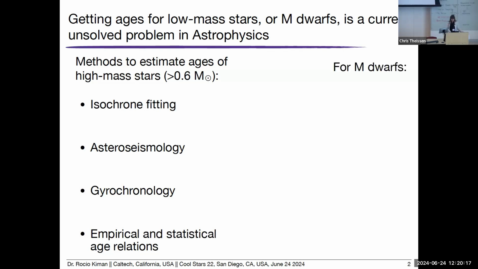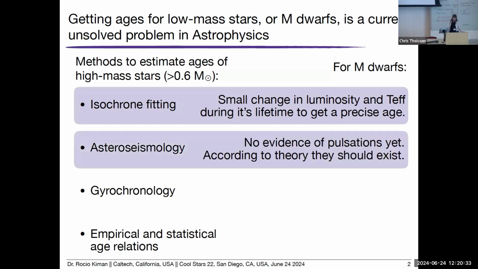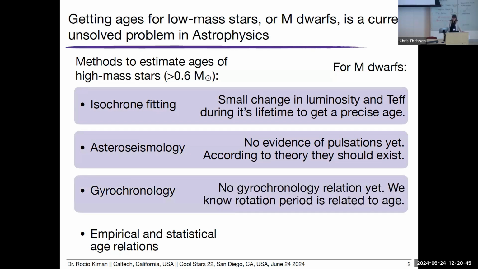But when we go to the M dwarf, isochron fitting doesn't work. The luminosity and effective temperatures of M dwarfs change very little during its lifetime, so using that to estimate an age can be very imprecise. Astroseismology, there are no signs of pulsations on M dwarfs yet, although theoretically they should pulsate, but in principle we haven't found them yet. Gyrochronology, we don't have a gyrochronology relation yet, but we do know that rotation is correlated with age.